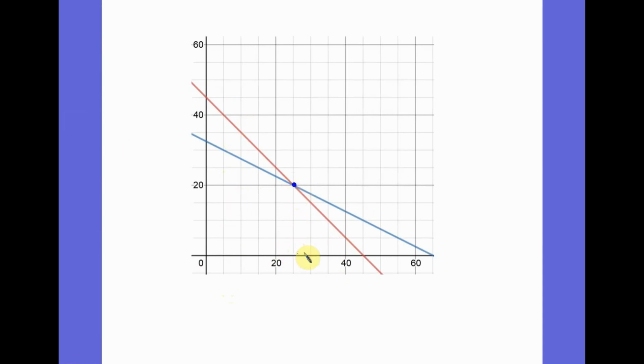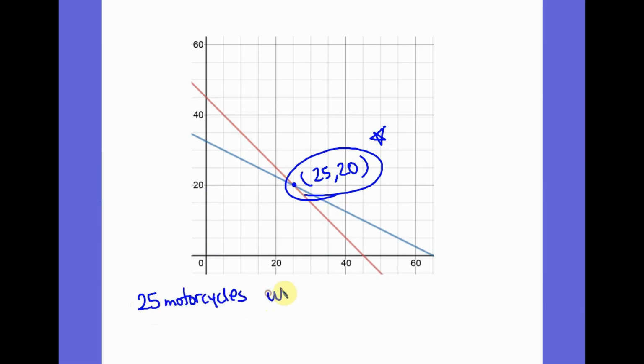In this case, this looks like it's going by 5. So 20, 25, 30, 35, 40. This is going to be at 25, comma, your y value is 20. And that is going to be your answer of the system of solutions. When you're interpreting this, the x was representing the motorcycle. So you will have 25 motorcycles. When you have 20 ATVs, that will satisfy both equations.